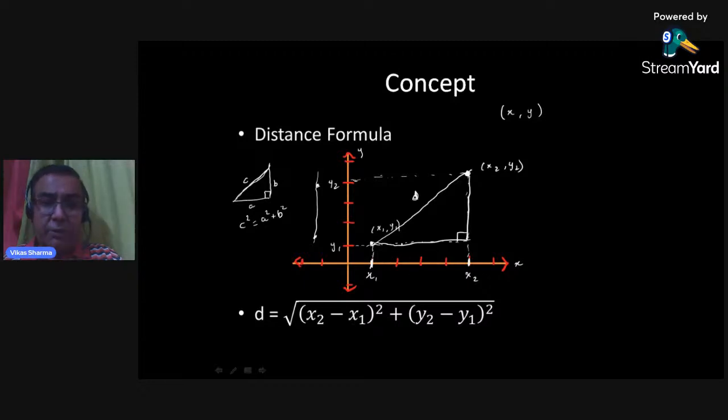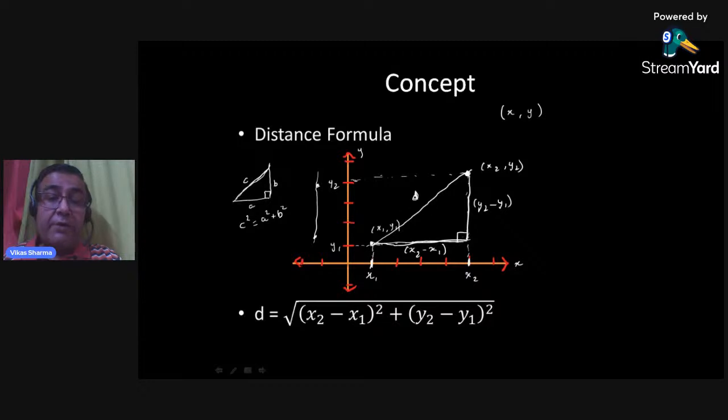So basically what do you think is the distance from this point to this point? Well, it is nothing but the distance between the x coordinates, right? So I can just say that the length of this line will be x2 minus x1, and the length of this vertical line will be y2 minus y1.